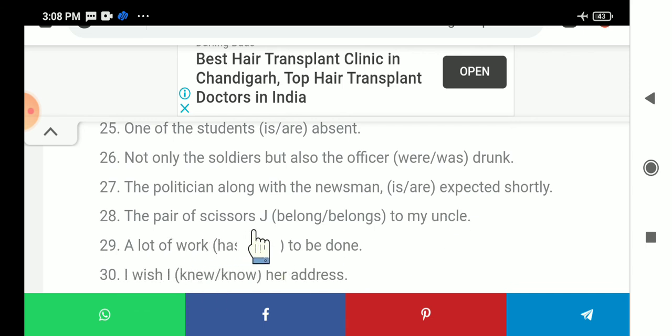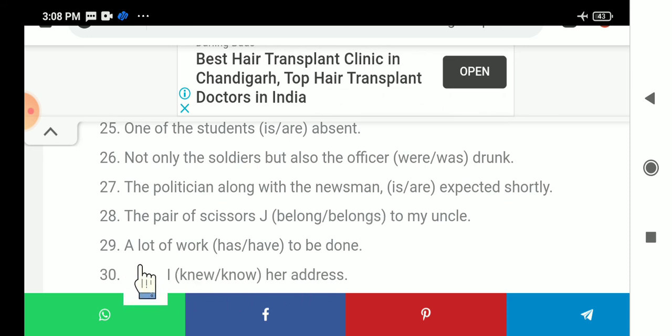Now comes the 28th. The pair of scissors belongs to my uncle. Yes, pair of scissors. Scissors here is in the plural form. With the plural subject, the plural verb will come, which is "belongs".